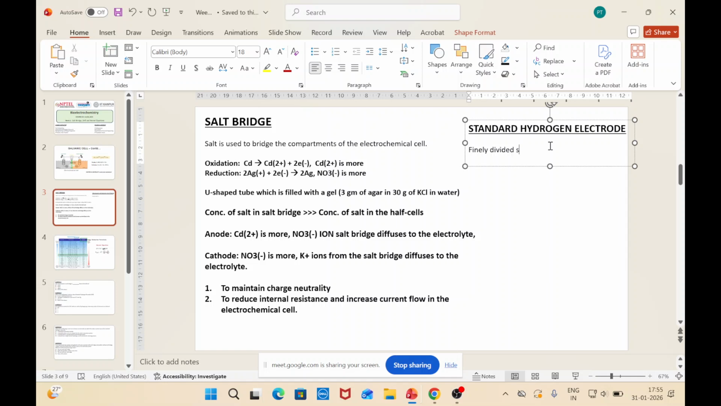Again, everything is covered by the professor. As I usually say, this is just a recap or a review of what is done in the course in that particular week. Finely divided platinum electrode surface, and to this electrode you purge hydrogen gas at 1 atm pressure, and this electrode is immersed in HCl solution.